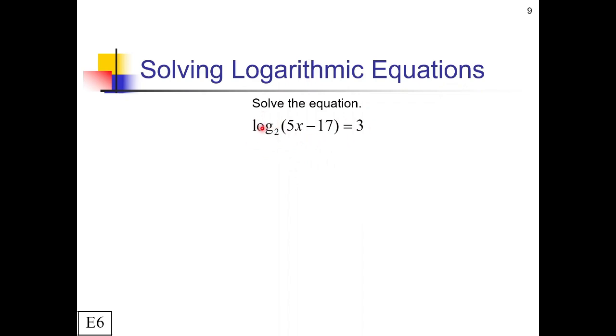So that's 2 to the log base 2 of 5x minus 17 equals 2 to the third. On the left side, the 2 and the log 2 are going to cancel out. So that's just 5x minus 17. And on the right side, 2 to the third is 8. Let's go ahead and solve the rest of this now. Add 17 to the other side. We've got 25. And 25 divided by 5 gives us x equals 5.